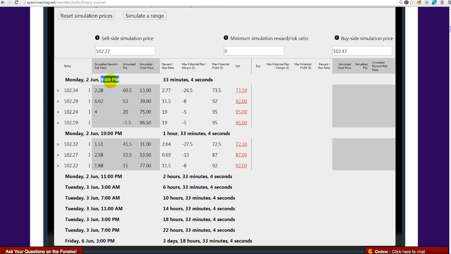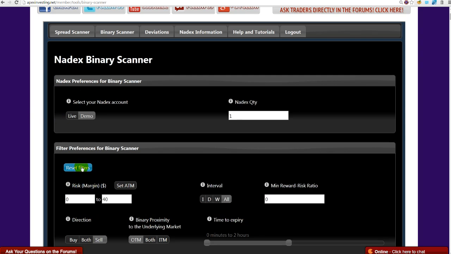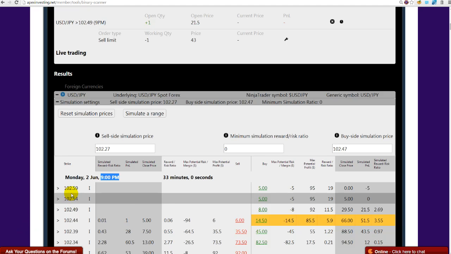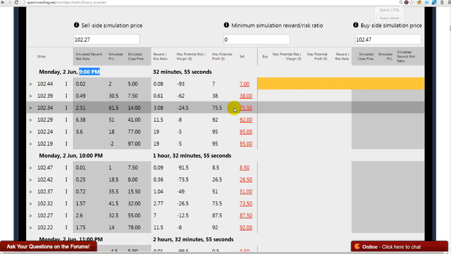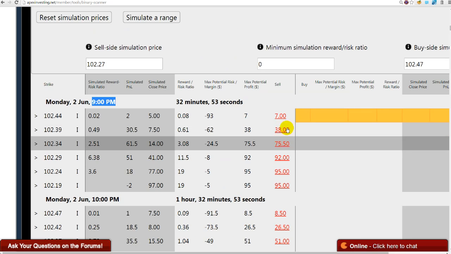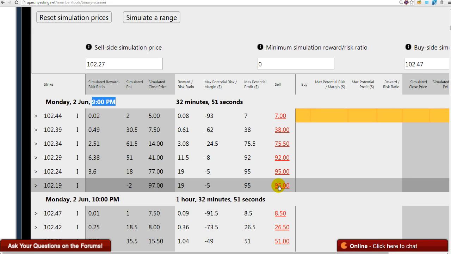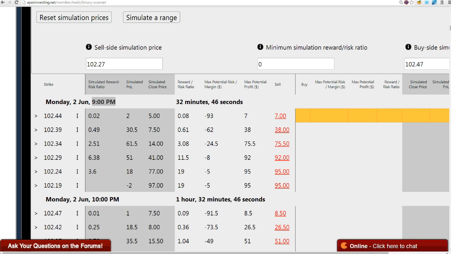Okay? Now, when I sell a contract, let me reset all my filters up here. Let's look at the sell side for a second. When I sell, the price I sell for is my maximum profit. Remember when I bought, the price I bought for was my maximum risk. Okay? So, if I sold for $38, how much could I make?